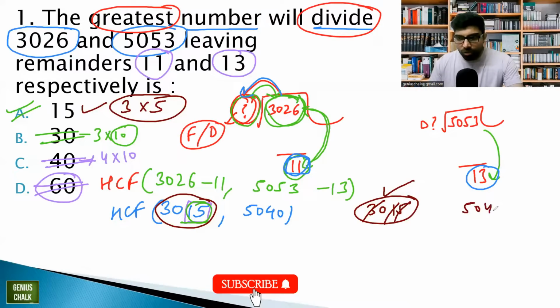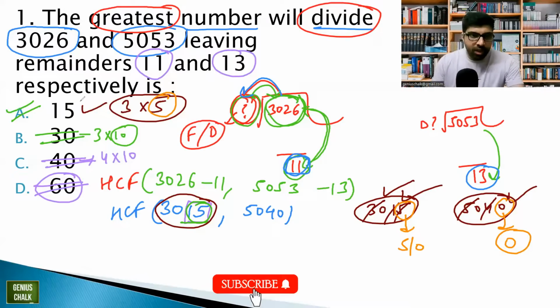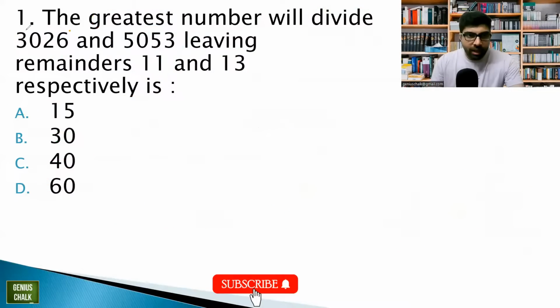And the next is 5040. 5 plus 4 is 9. It is also divisible by 3. That means both numbers are divisible by 3. And the next point, they must be divisible by 5. For 5, we know the rule: the last digit should be 5 or 0. In one case, we are getting 5. In another case, we are getting 0. That means we can definitely conclude that this option has to be our answer. So for this type of question, just remember the way: find the HCF after subtracting the respective remainders from the given dividends. Right? I hope it is clear.